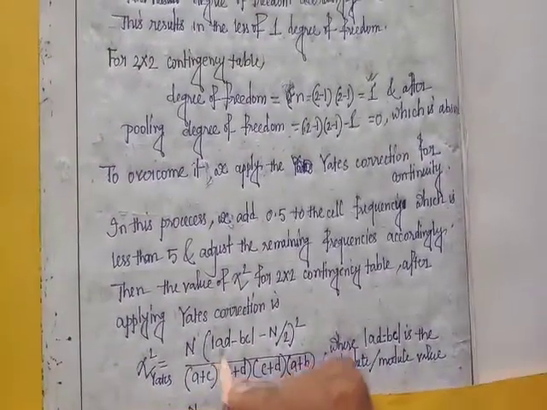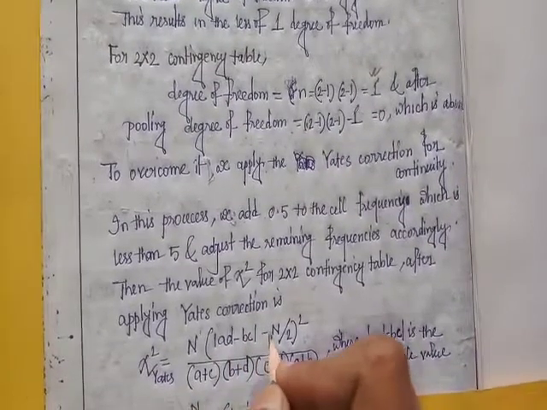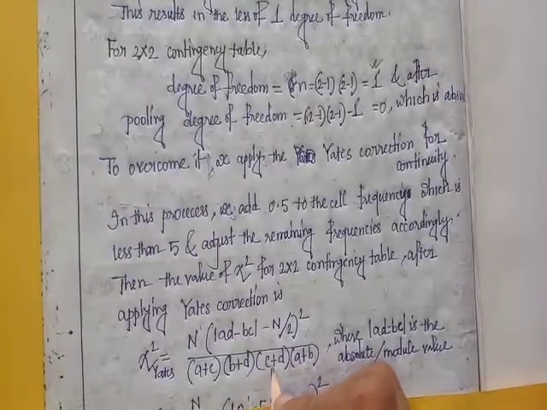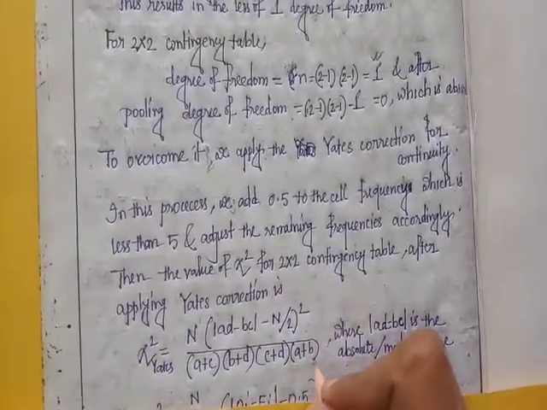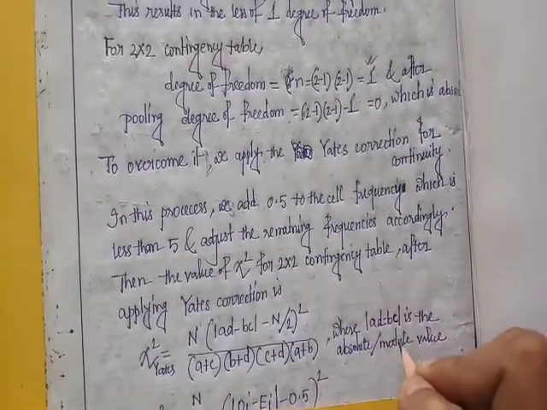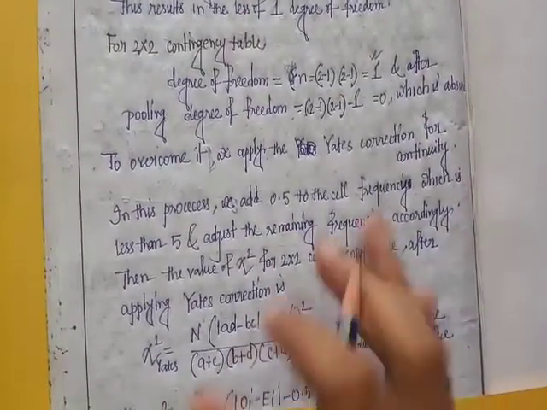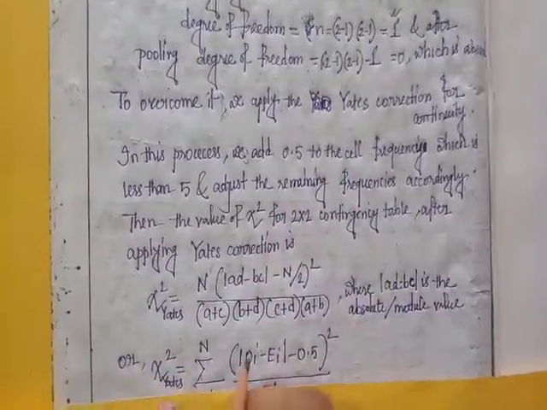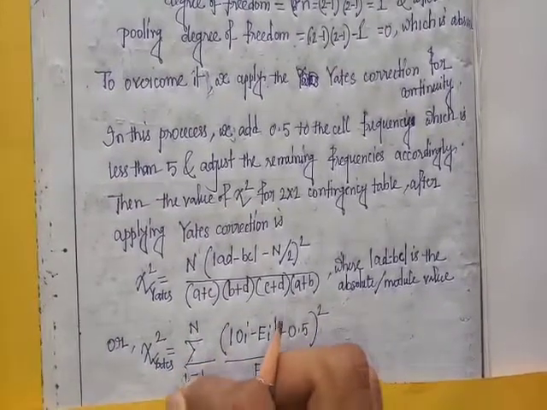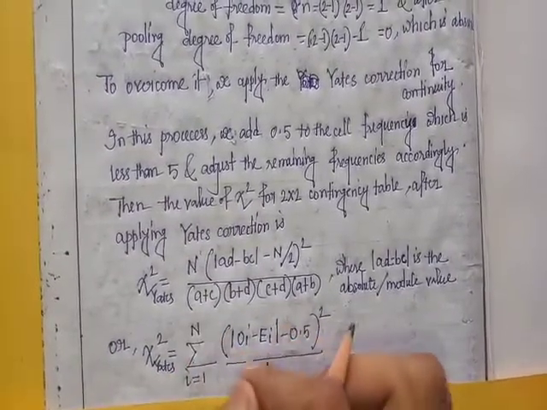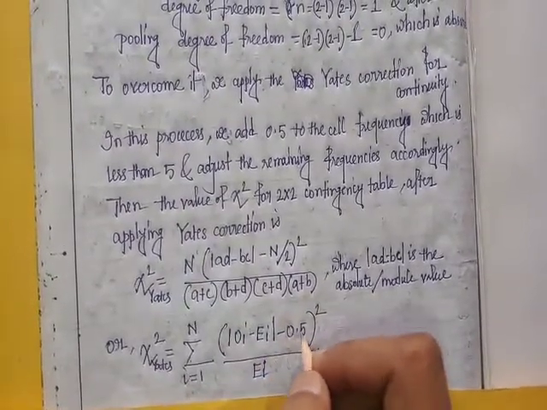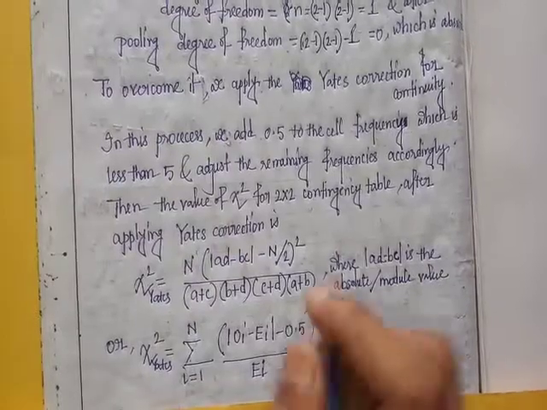to N into modulus of AD minus BC minus N by 2 whole square by A plus C into B plus D into C plus D into A plus B, where modulus AD minus BC is the absolute or modulus value. Or another formula of Yates correction is chi-square Yates equal to summation over i equal to 1 to capital N, bracket Oi minus Ei minus 0.5 whole square by Ei.